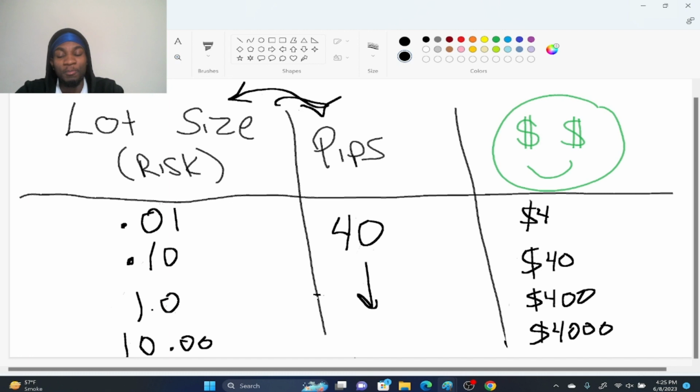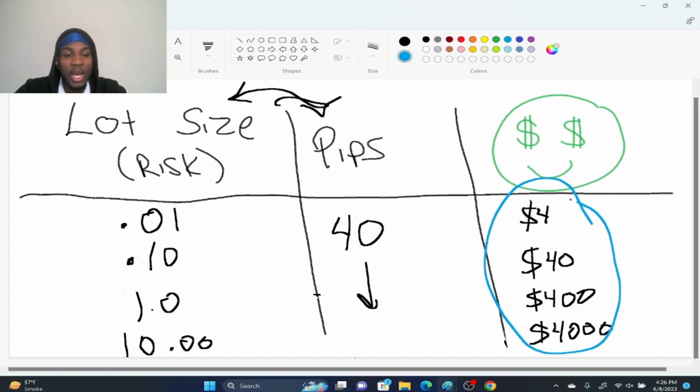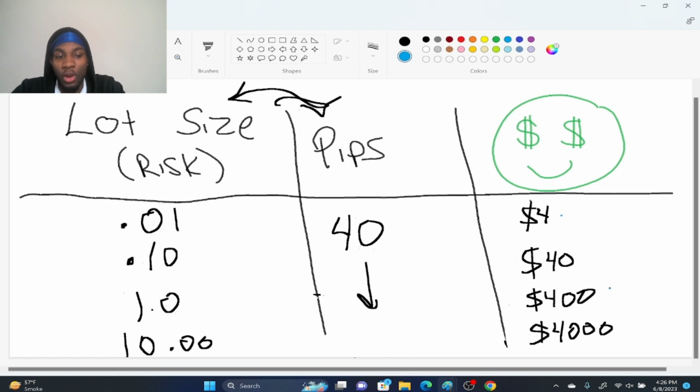So look, what I want y'all to realize is, number one, each of these moves are the same thing. All of these are the same exact move. It depends on how much capital you have. So I don't want you to be discouraged if you're just making $4 or $40 on a trade, because that's very good. That's literally the same thing as making $400 or $4,000. It's just that somebody else has more capital than you.